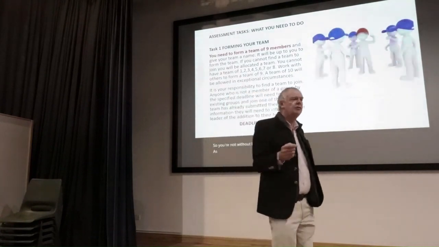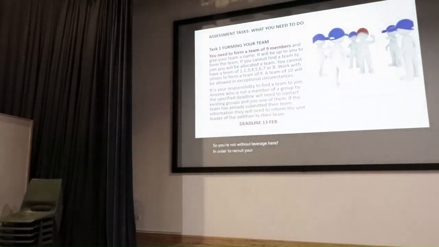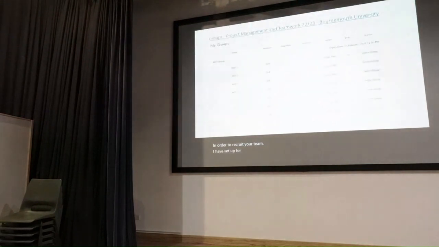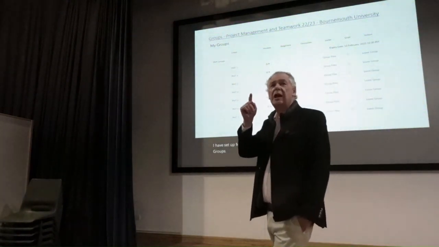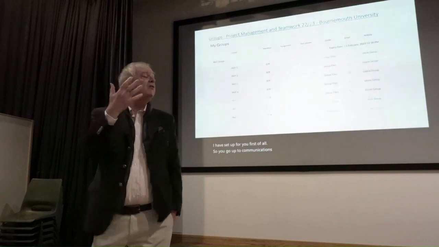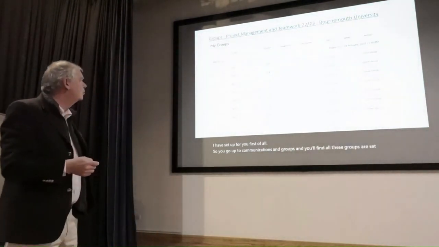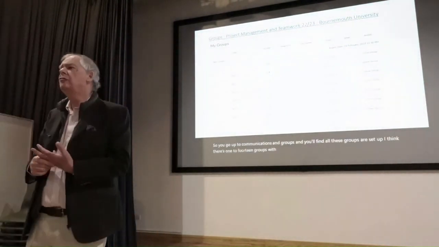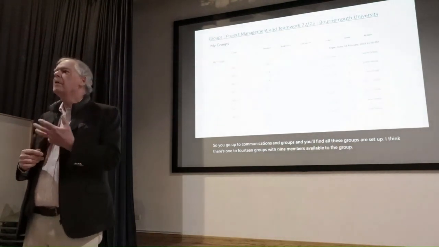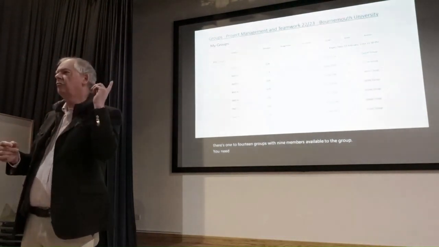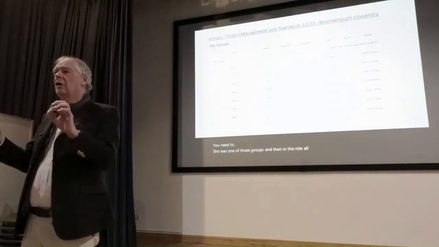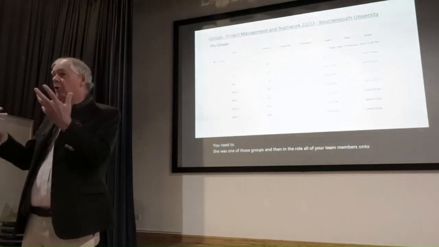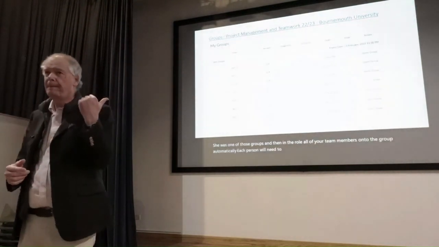In order to recruit your team, I have set up for you, first of all, groups. So you go up to communications and groups, and you'll find all these groups are set up. I think there's 1 to 14 groups with 9 members available to the group. You need to choose one of those groups and then enroll all of your team members onto the group automatically. Each person will need to enroll onto a group.